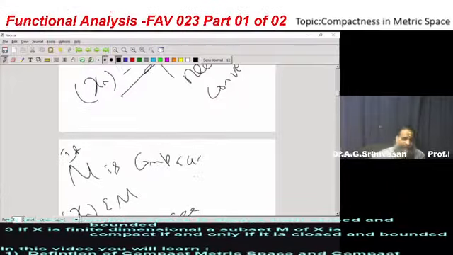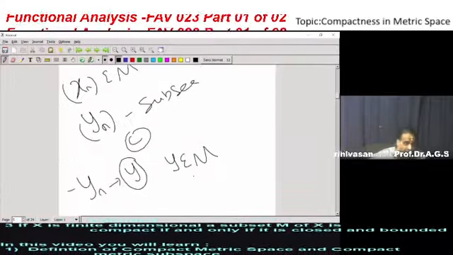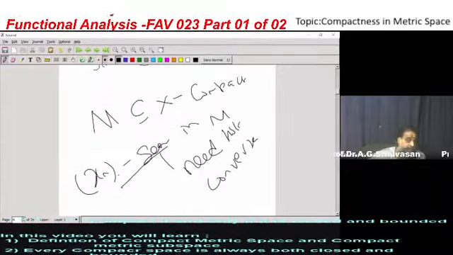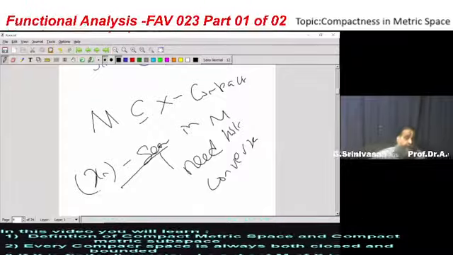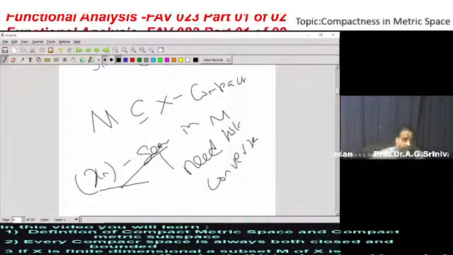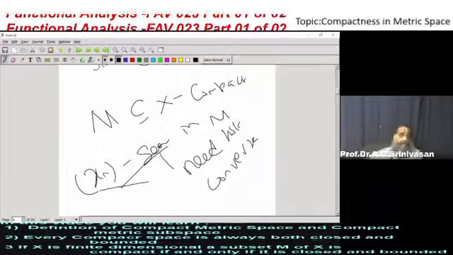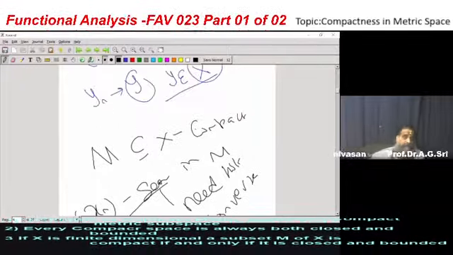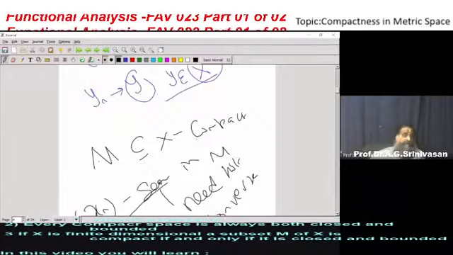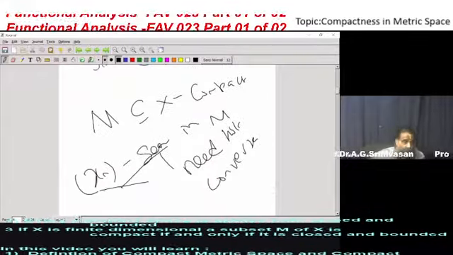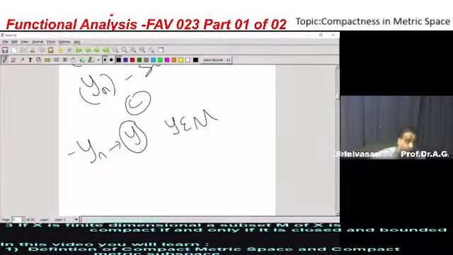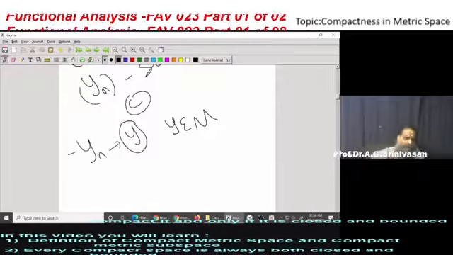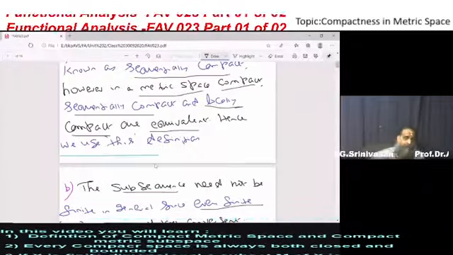That's a very interesting point. For the convergent subsequence, the limit belongs to M. That is the property of a compact set. The sequence itself may not converge. Even if it converges, it may not be in M in general, unless M is closed. But what we are saying is that if M is compact, then the subsequence of xn will have a limit, and that limit will be in M. I think it's very complicated to understand, but don't panic. You will understand when you get the notion.